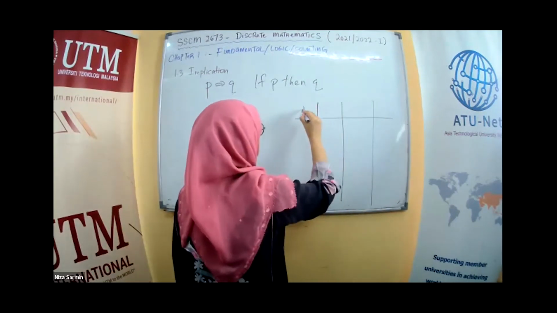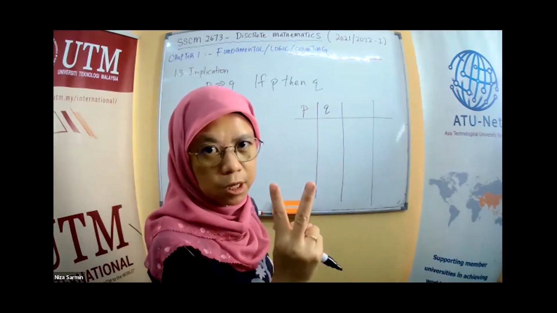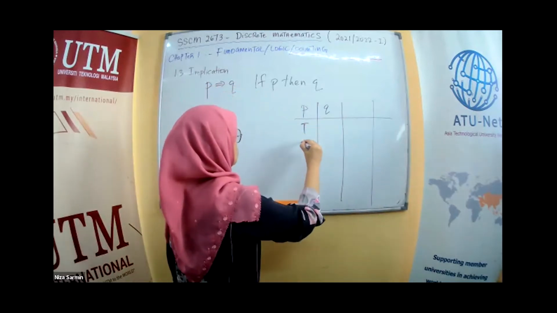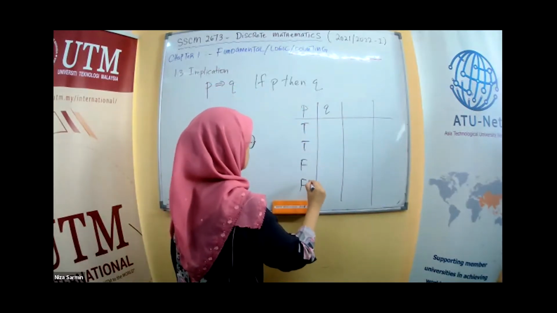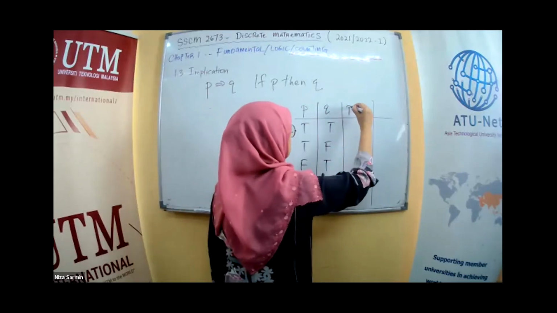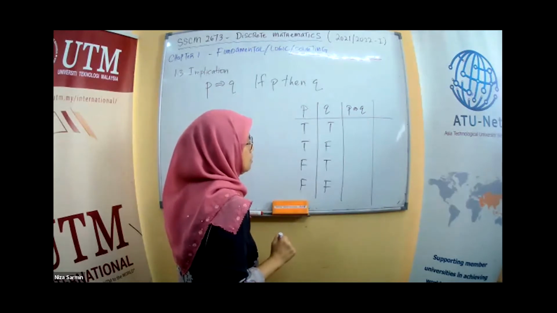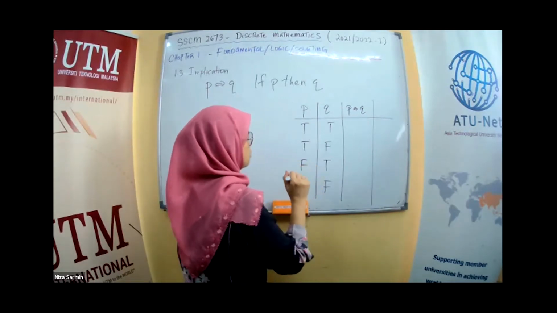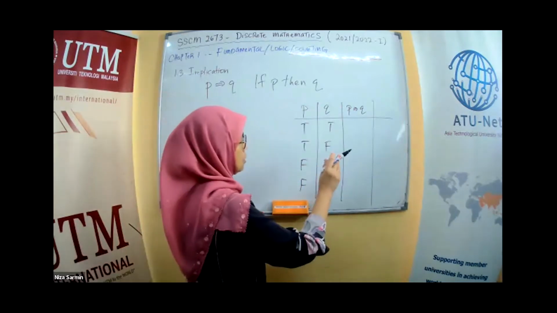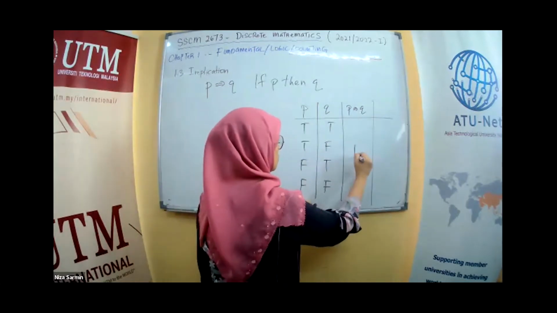Okay, so we have P, we have Q. How many rows? Because you have two variables, 2 squared, you have 4 rows. So true, true, false, false. True, false, true, false. For P implies Q, this is false. This is false only if it's true implies false.